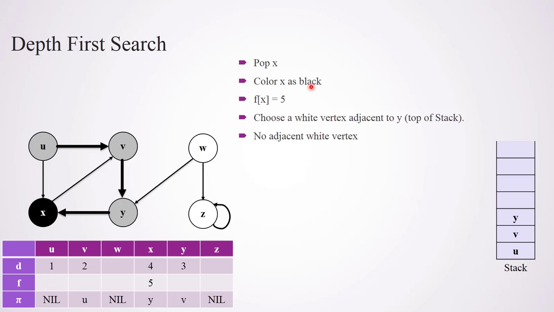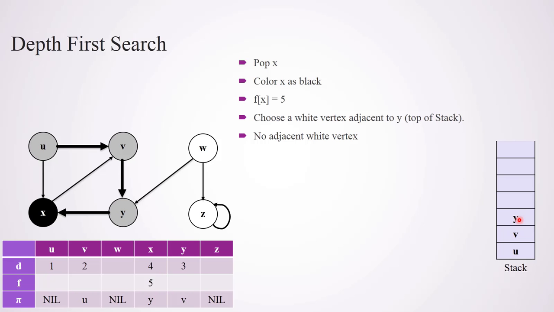Color X as black. The color becomes black when all the adjacent vertices of a particular vertex are discovered, because X has only one adjacent vertex V, which is already discovered. So we have to update f of X equals 5. Earlier the time value was 4. So X is finished when time is 5, so f of X is filled as 5.